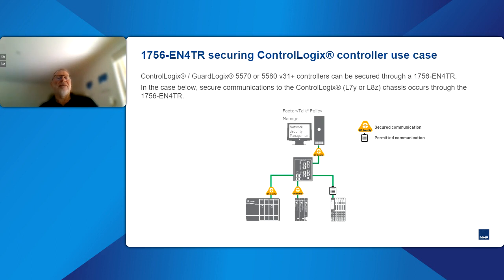Okay, the EN4TR also supports CIP security. If you have a version 31 plus controller, it can be an L7 based controller. It can use the EN4TR to get CIP security into the rest of the system. So as long as it's V31 on an L7, it can talk CIP security, or you can also use it to add more ports to a 5580 and secure it besides the local port.